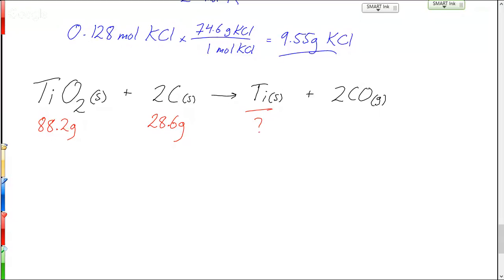And compare what you need to what you've got. Say you take the carbon and turn that into titanium oxide using the mole ratio. Yep. Okay. And then see how that compares to what you got.